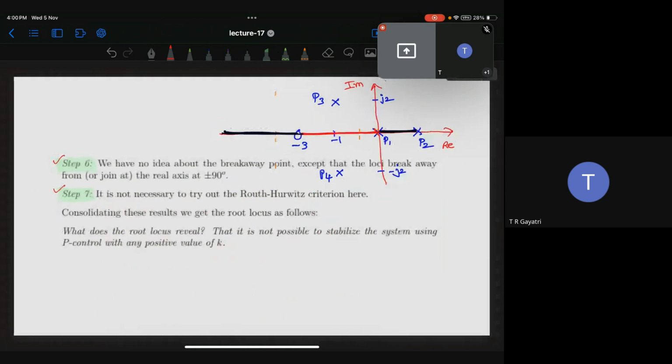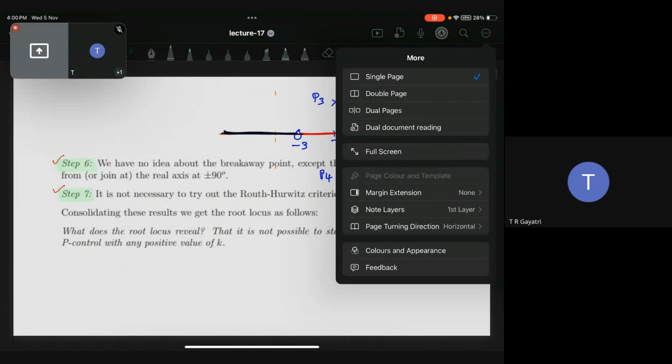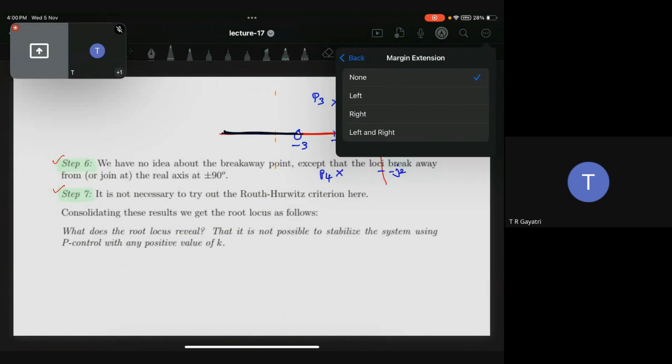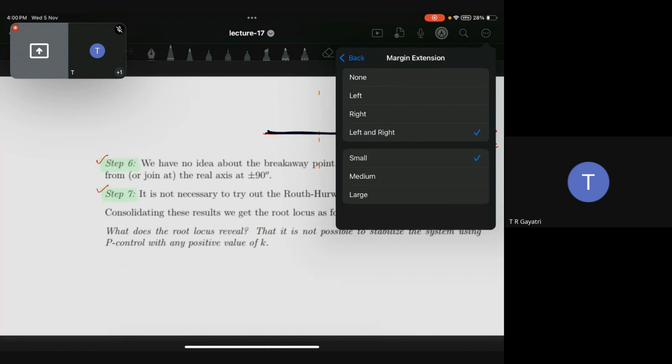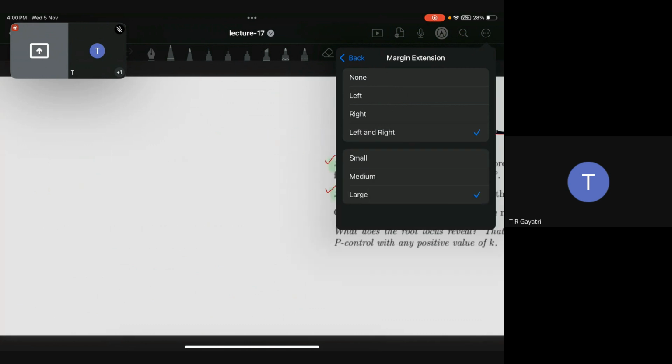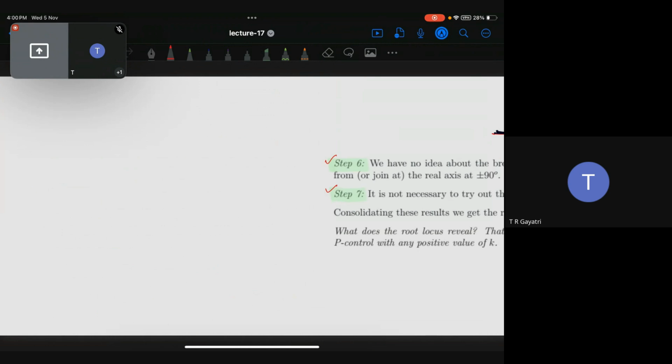I'm not sure. Okay, let me draw this. Extend the margin. Yeah. Oh, okay. I've skipped it.